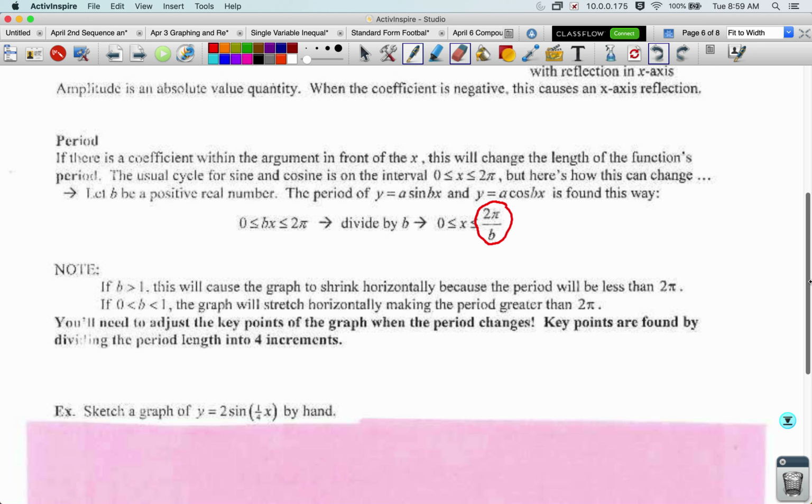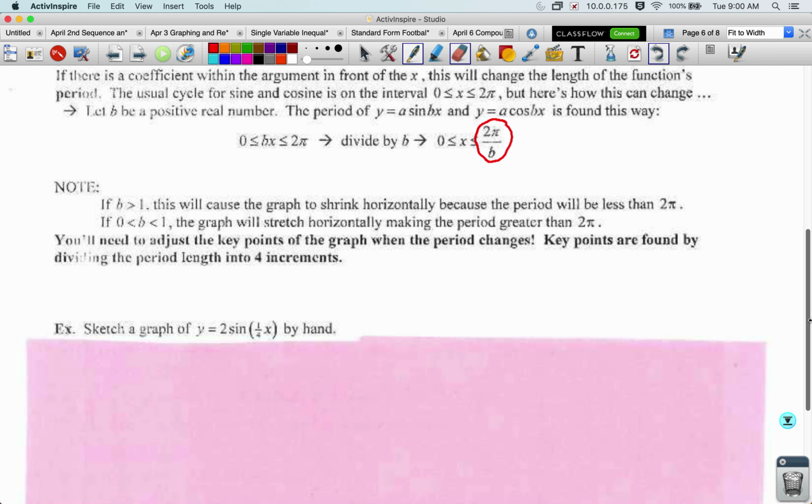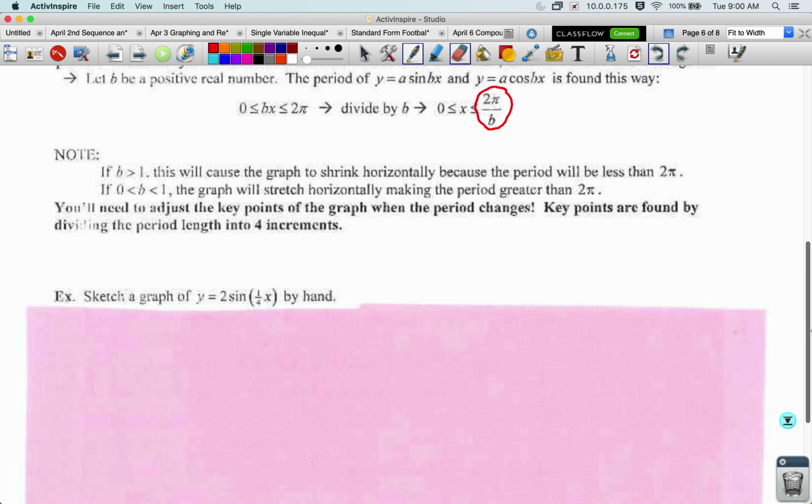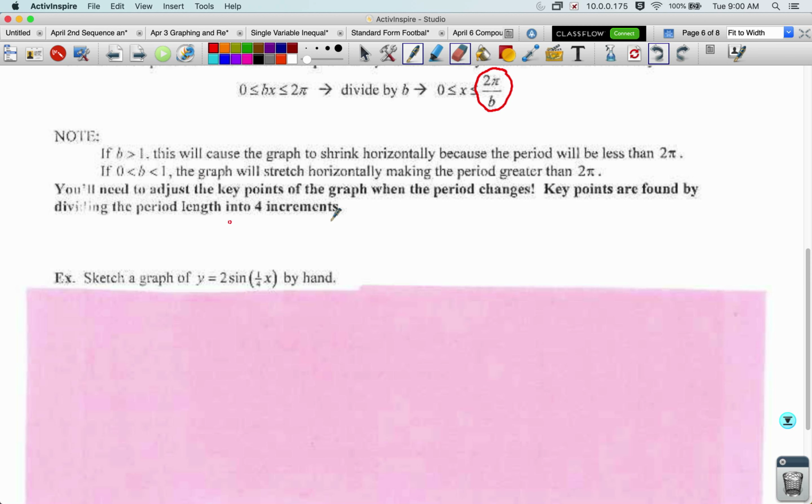If it's smaller than 1, it's going to stretch to a period greater than 2 pi. You need to adjust the key points of the graph when the period changes. Key points are found by dividing the period length into 4 increments. So key points, originally, are 0, pi over 2, pi, 3 pi over 2, and then 2 pi, which gets you back to the initial spot. What this is saying is that if you want to graph using the key points, divide the key points by the period, by b as well.